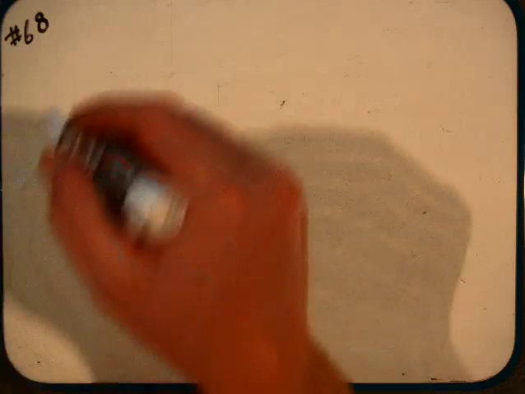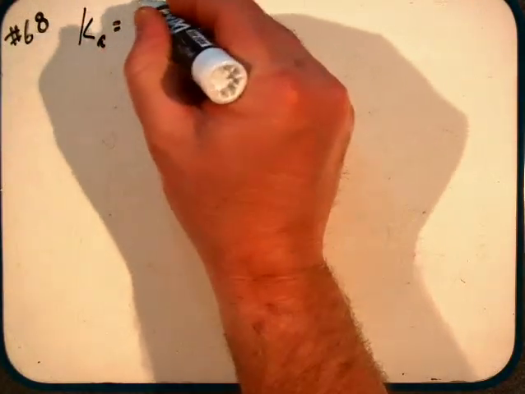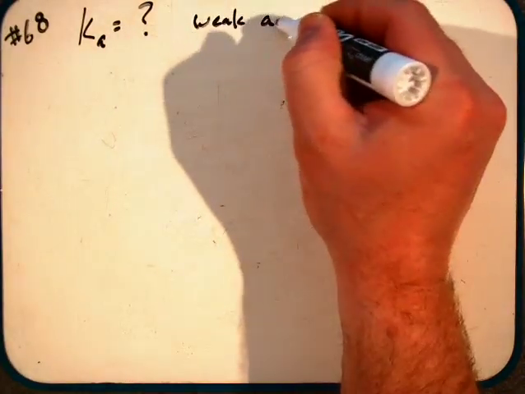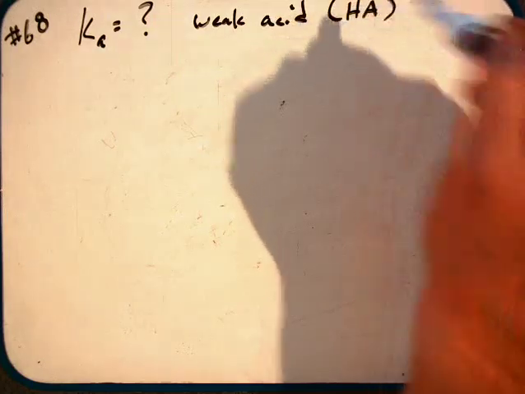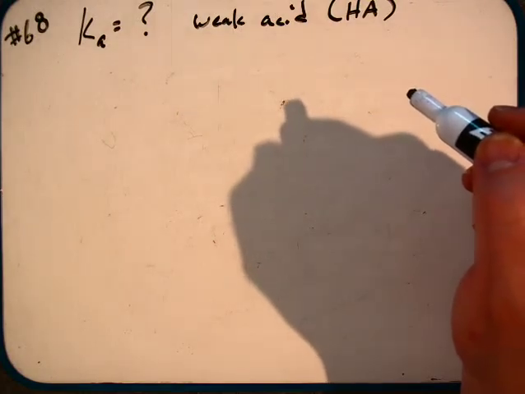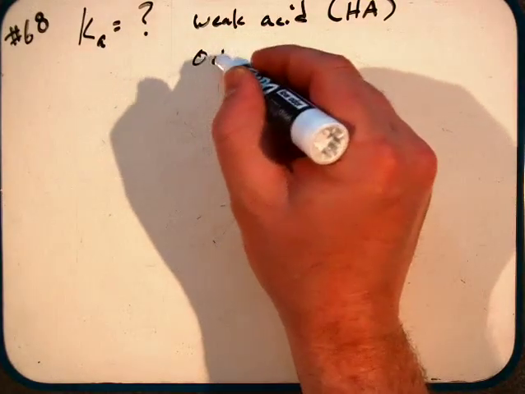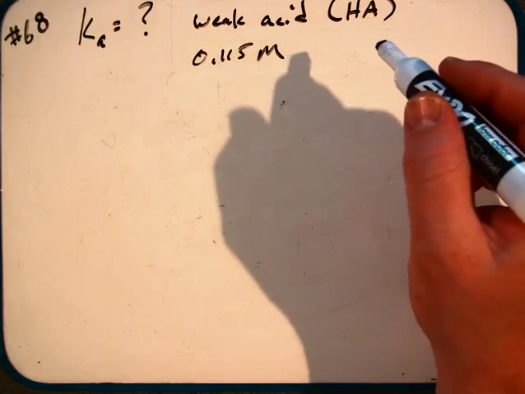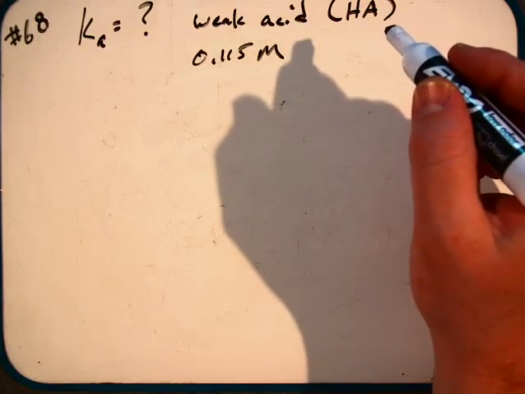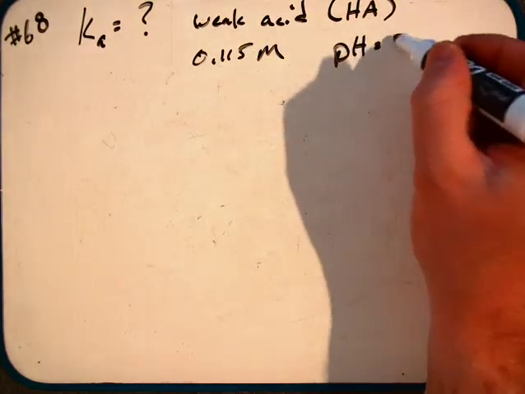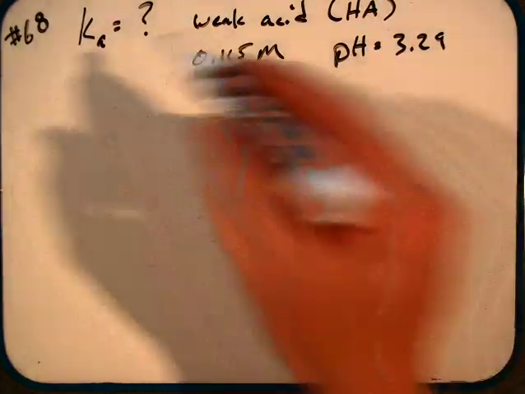This is number 68 in chapter 15. It asks us to calculate the Ka for a weak acid, but it's a general acid, so they're just telling us it's HA, not very specific. The question goes further to say that we have a 0.115 molar solution of HA, and that we also have a pH equal to 3.29. And we want to solve for the Ka.